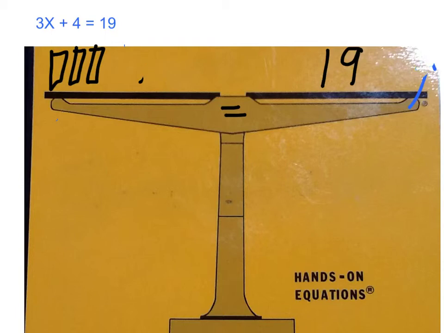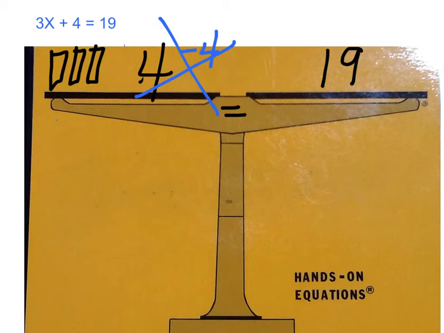So what I need to do is find a way to get rid of this 4, but keep my scale balanced. Well, I know he wants to go away. He has to leave. He can't break into 3 groups. So I'm going to get rid of him. I'm going to subtract 4. 4 minus 4 makes 0. That would make him disappear.